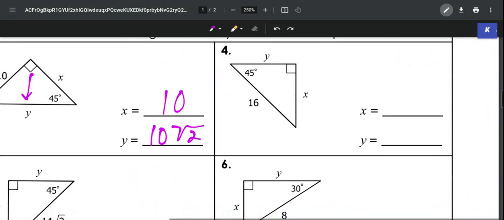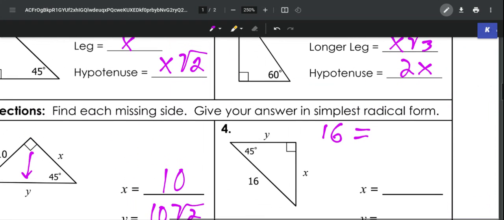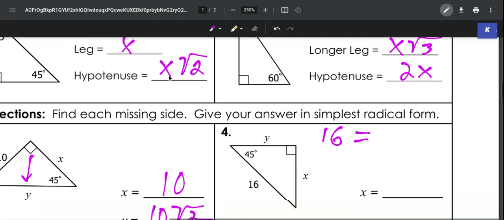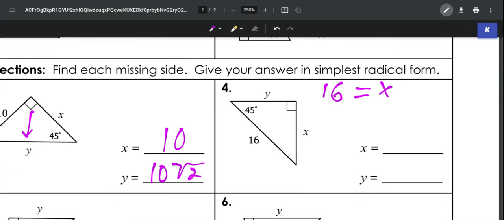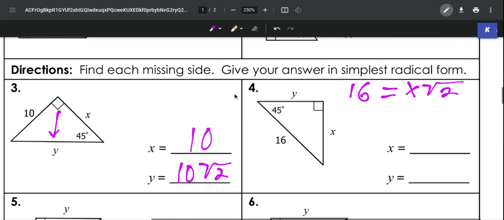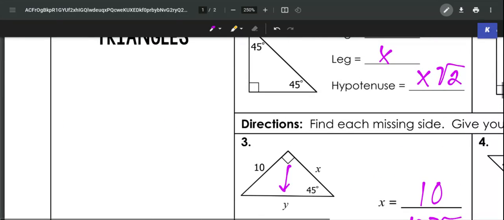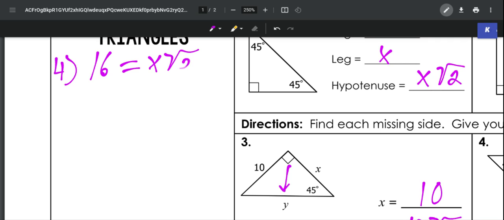So here's what you do. We're going to take 16 and set that equal to what our hypotenuse should be equal to, like in our general definition form. So our hypotenuse should be equal to x square root of 2. So we're going to take 16 and set it equal to x square root of 2. Now this is where things get a little weird, because this is also a little bit of a review. So I'm going to come over here and do number 4, or finish it. So right now we've got 16 equal to x square root of 2.